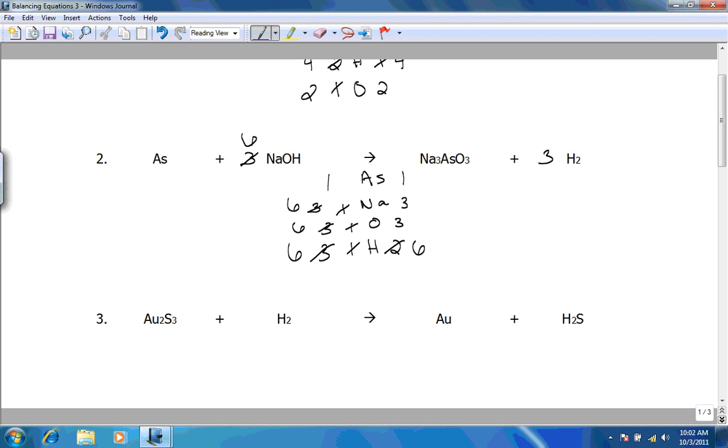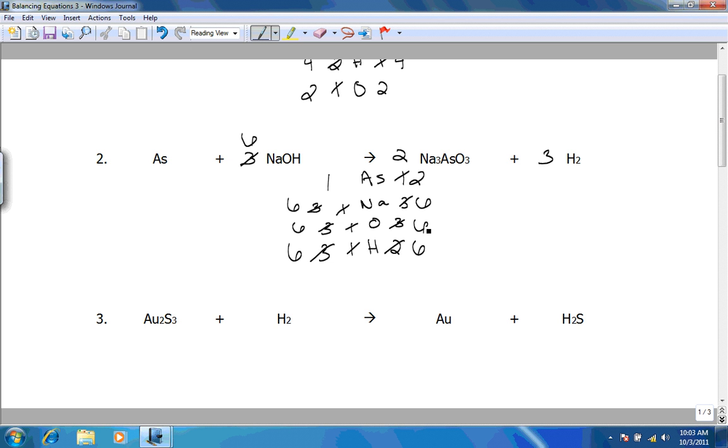So when we're going to go back and fix this, our As are still balanced. Our sodiums, however, we have 6 on the left, and we have 3 on the right. I have to multiply that compound, Na3AsO3, by 2 in order to make that 6. That also changed our As, and it also changed our oxygens.